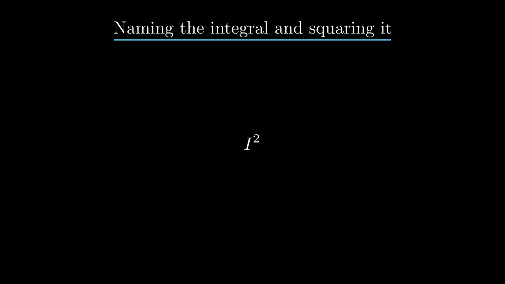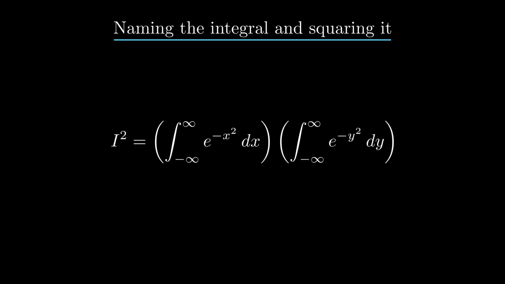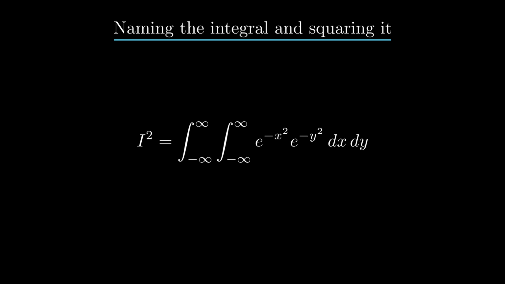Now we square I by multiplying it by an identical copy, but we use a different variable y in the second integral to keep them separate. We combine the two one-dimensional integrals into a single two-dimensional integral over the entire xy plane. Multiplying the exponentials adds the exponents, giving e to the negative quantity x squared plus y squared.